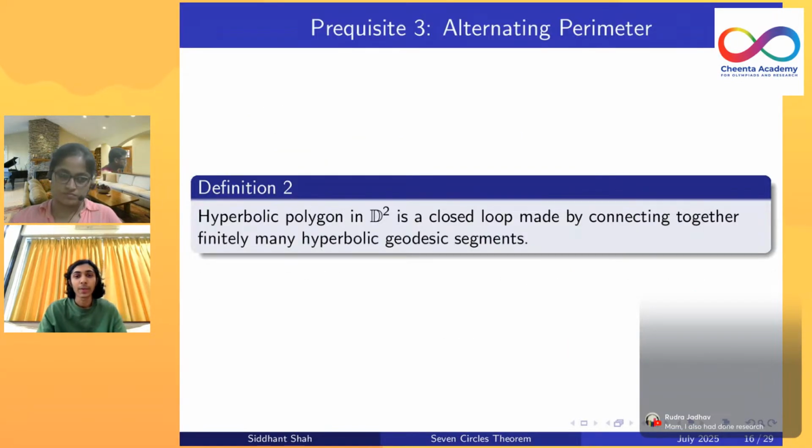Next slide. And the last prerequisite which I would like to talk about was that of an alternating perimeter. Now, an alternating perimeter is defined whenever we have a hyperbolic polygon that is n-sided, in a closed loop connected by hyperbolic geodesic segments. At that time we define the alternating perimeter as, next slide.